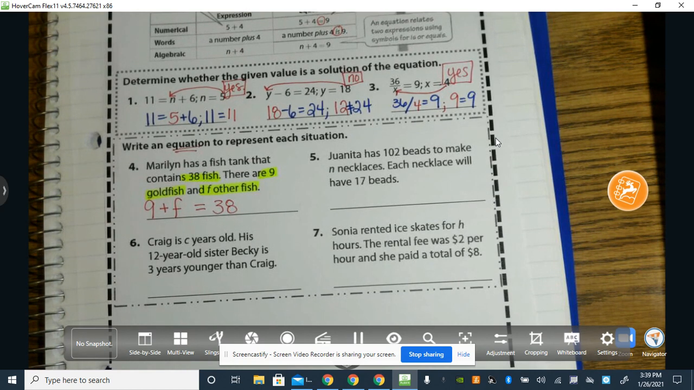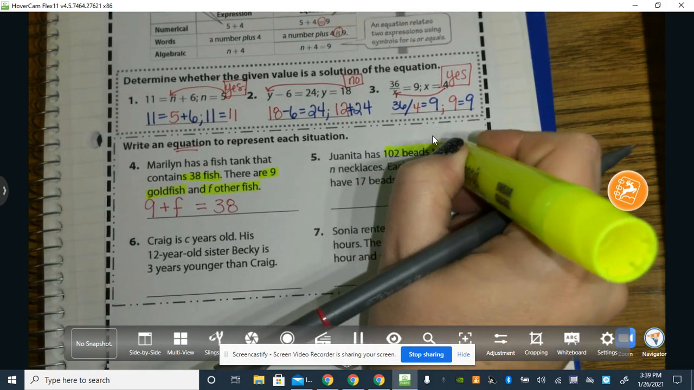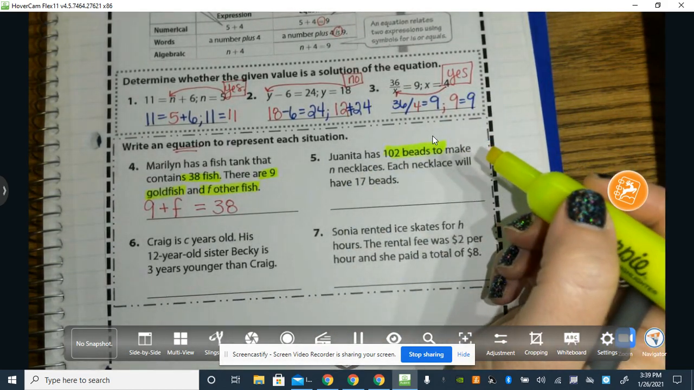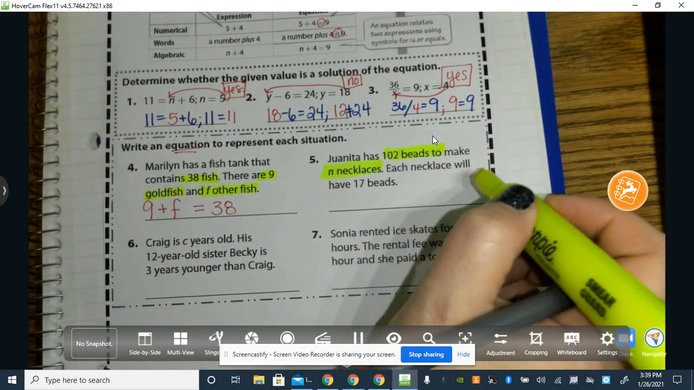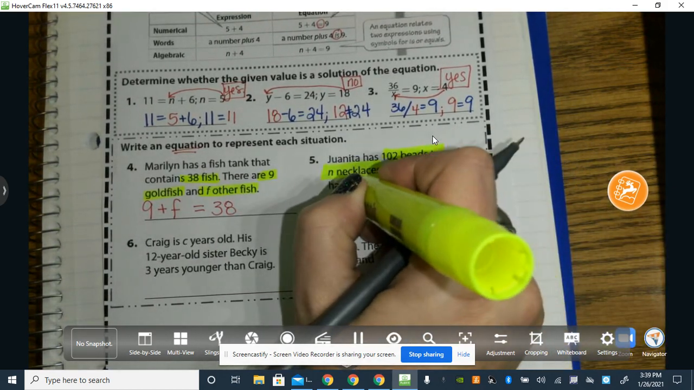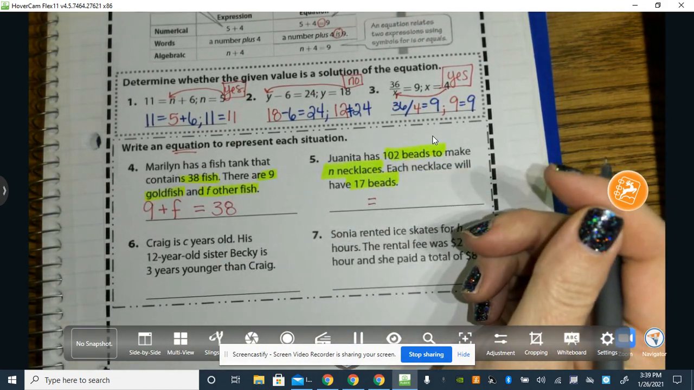All right, number 5. Juanita has 102 beads to make n necklaces. Each necklace would have 17 beads. Sorry. So look and see. Juanita has 102 beads that will make n necklaces. Each necklace will have 17 beads. Again, dealing with an equation.